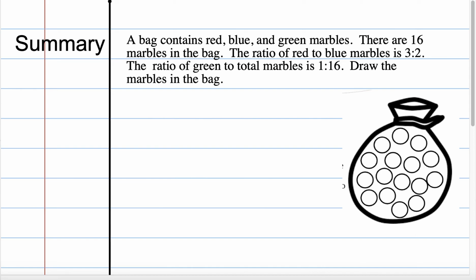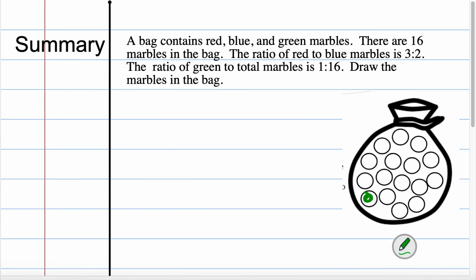Okay, welcome back. I'm going to start with green. I know I have 1 green for the 16. So now we have to have a 3 to 2 ratio, 3 red. So 1, 2, 3 red for every 2 blue. So I could just do them this way, or I could have done it proportionally, but I'm just going to keep doing it. 3 red to 2 blue.